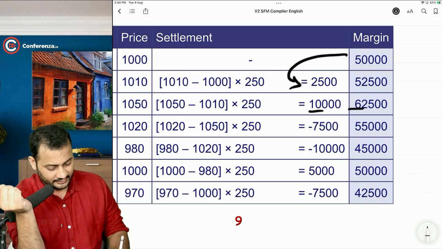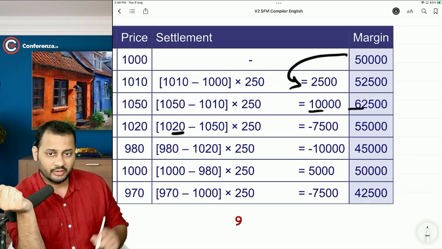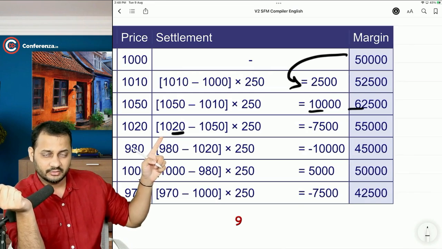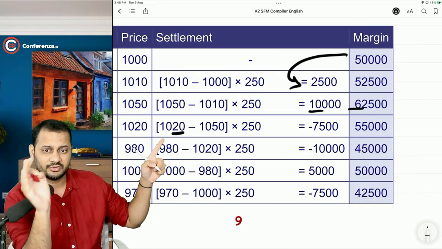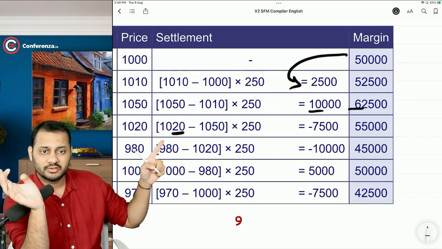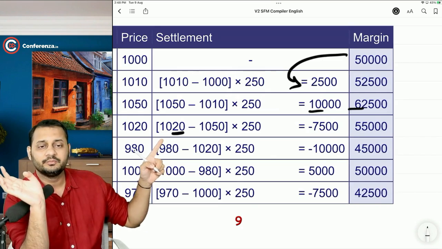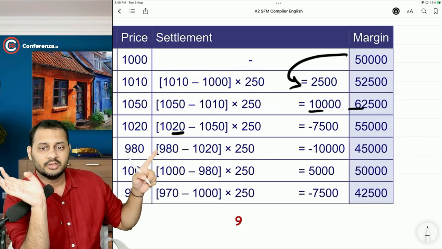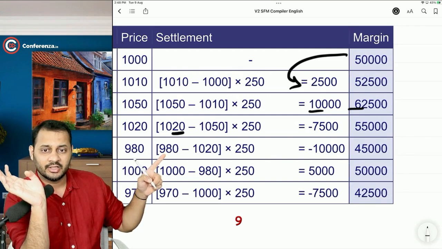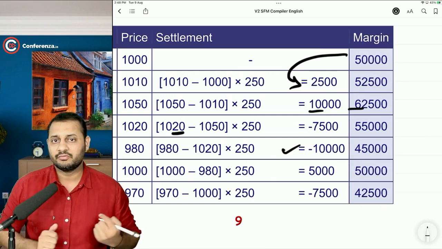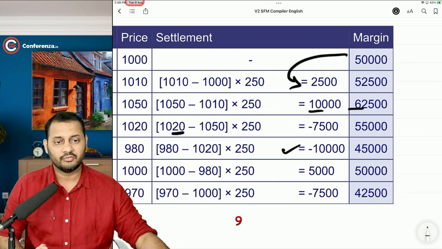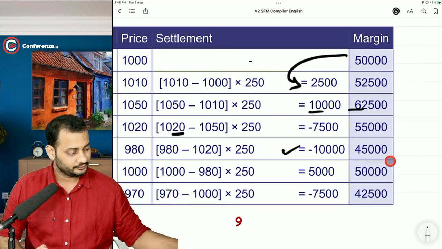So you have added 10,000. Now the price has gone down by 30 rupees, so deduct 30 rupees for every future. The lot size is 250, so 30 into 250 will become 7,500, which will be adjusted in the margin account. Now again on the very next day, it is going down by 40 rupees. 40 into 250, 10,000 rupees of the loss will be adjusted. So 55,000 of the total balance will become 45,000 in this case.